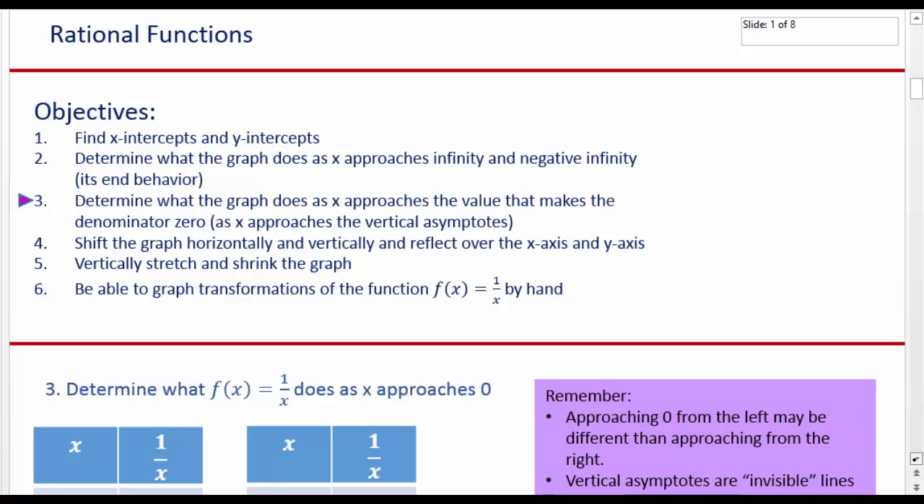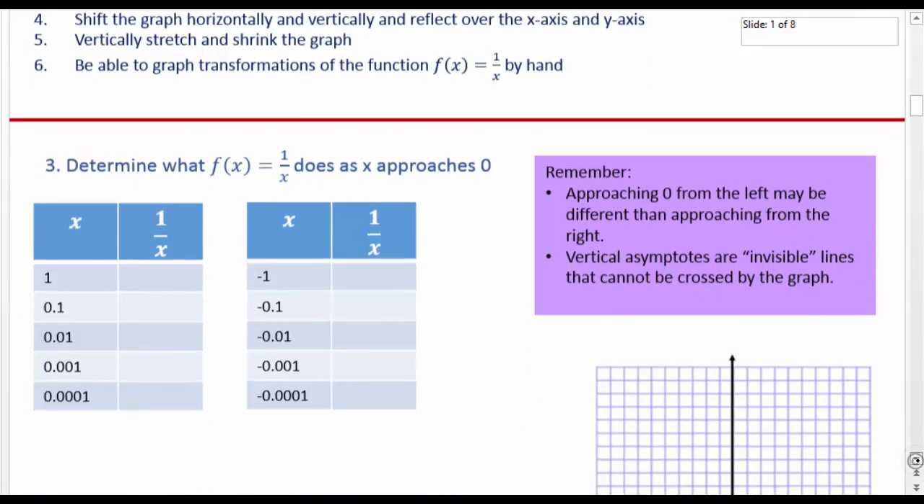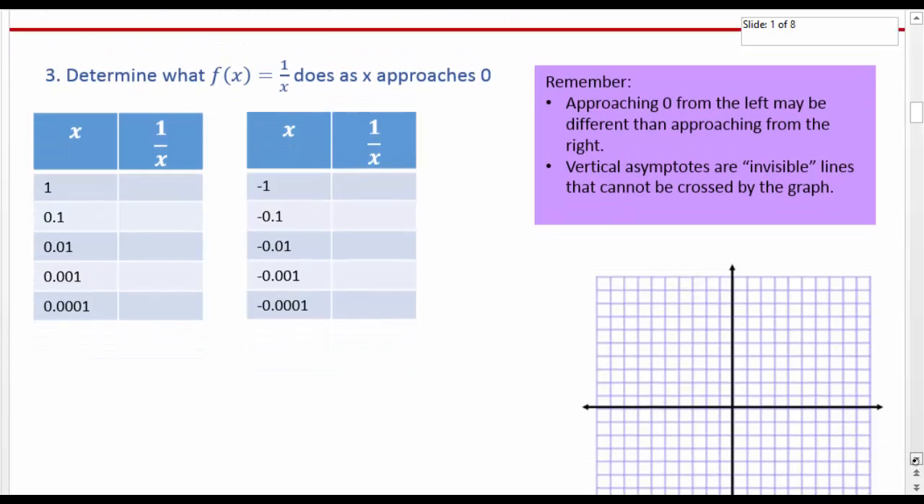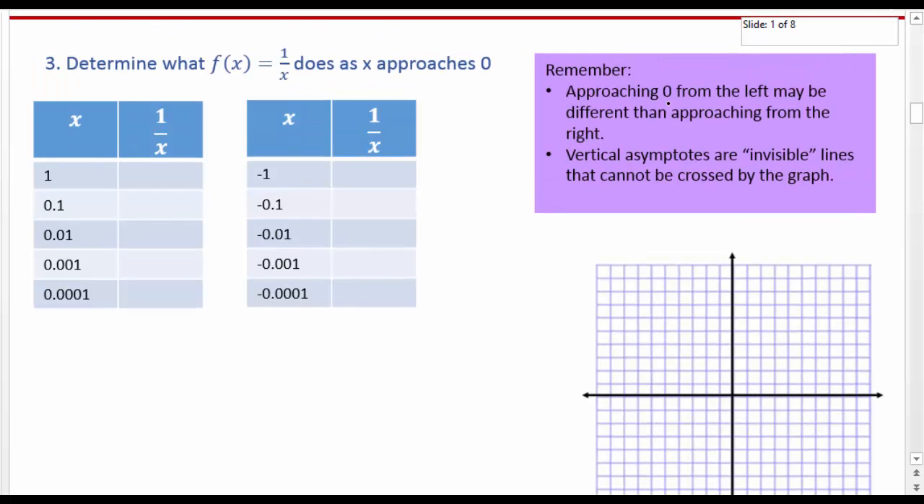All right, now we talked about what's happening as x gets really large and really small, but let's talk about what's happening as x gets close to 0. It's important to note that you can approach 0 from the left and from the right sides. So I'm just going to quickly sketch our graph. And again, this is the part of the graph that we have from number 2 from the last page.